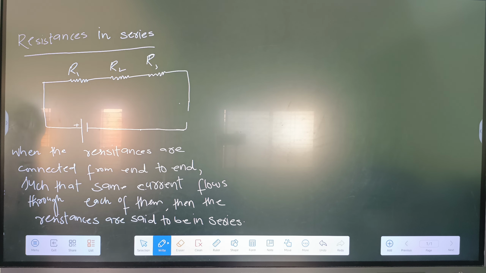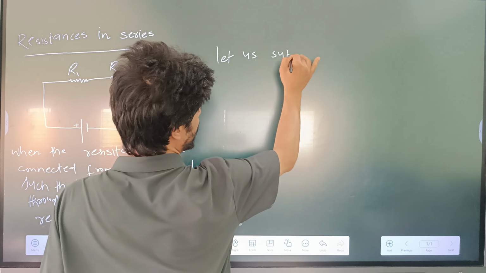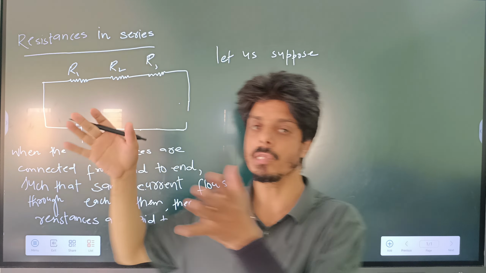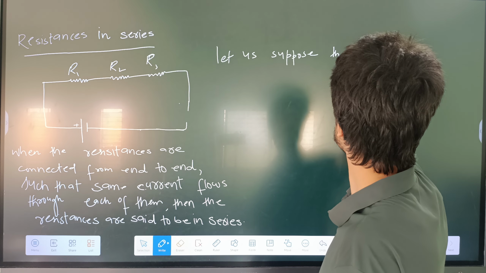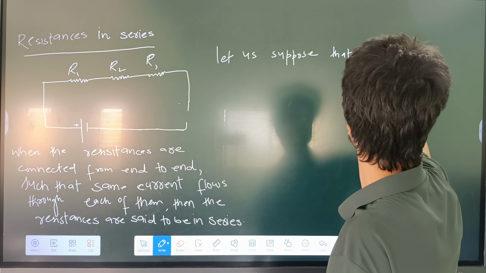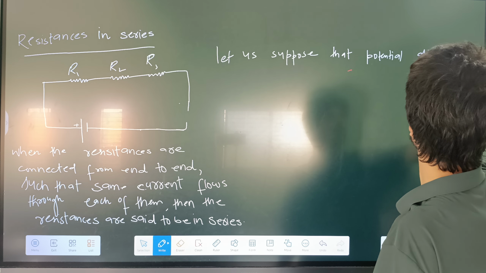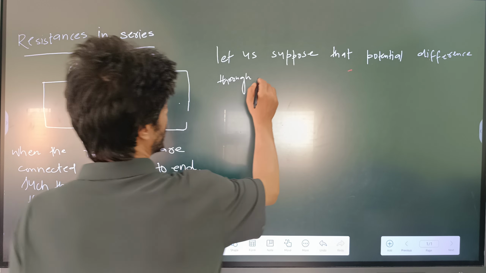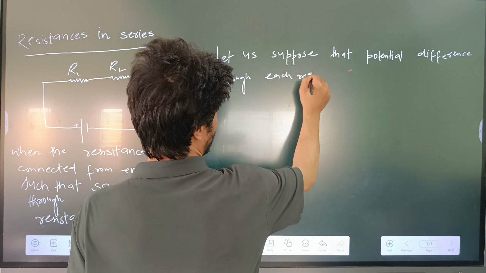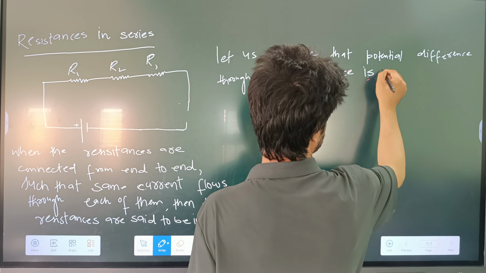Now, since the current through all the resistances is the same, let us suppose that the potential difference across each resistance is V1.